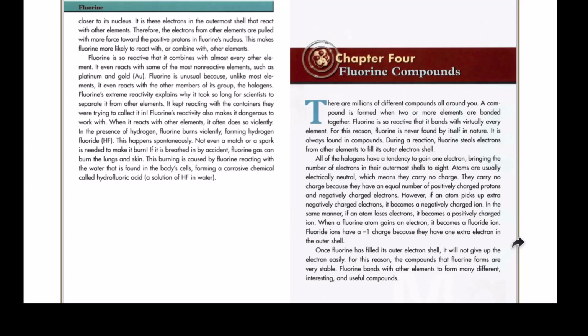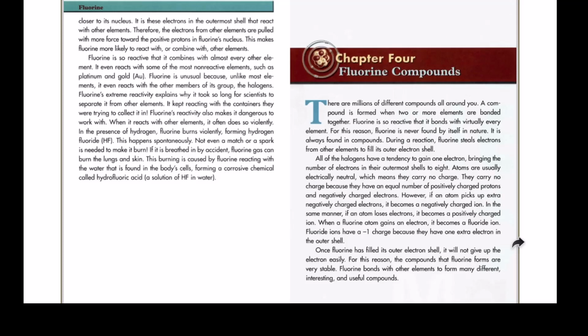Fluorine is so reactive that it combines with almost every other element. It even reacts with some of the most non-reactive elements, such as palladium and gold, Au. Fluorine is unusual because, unlike most elements, it even reacts with other members of its group, the halogens. Fluorine's extreme reactivity explains why it took so long for scientists to separate it from other elements. It kept reacting with the containers they tried to collect it in.